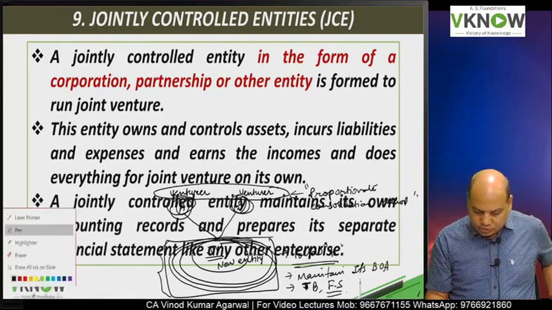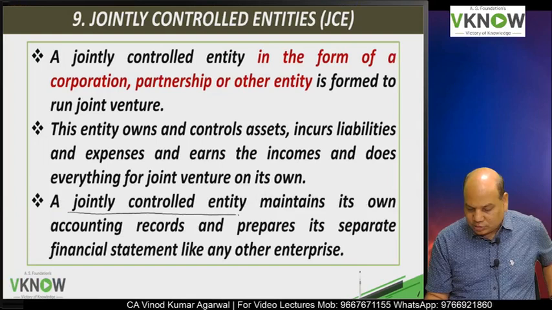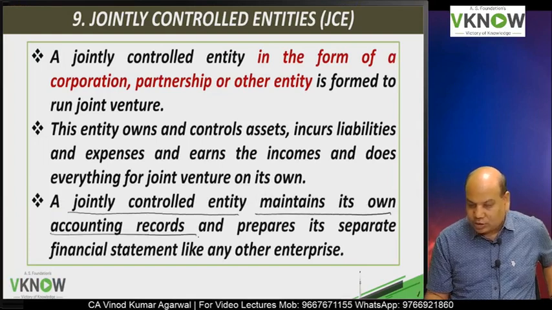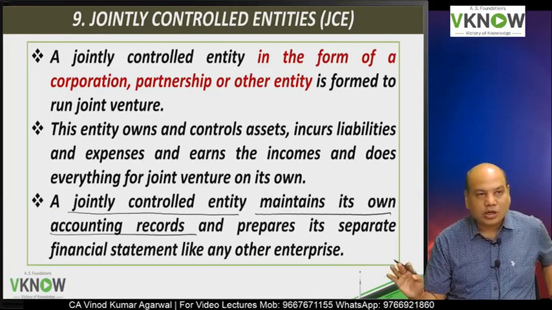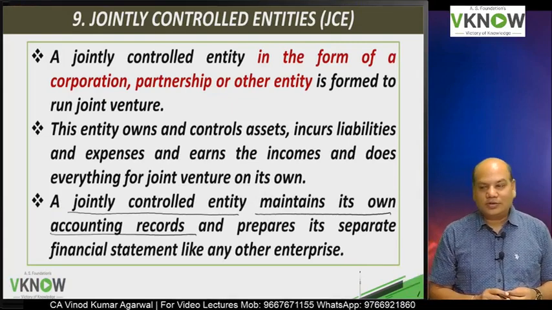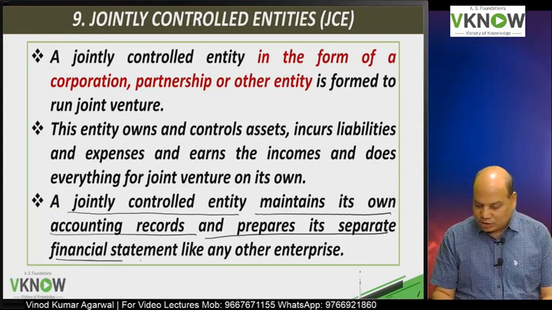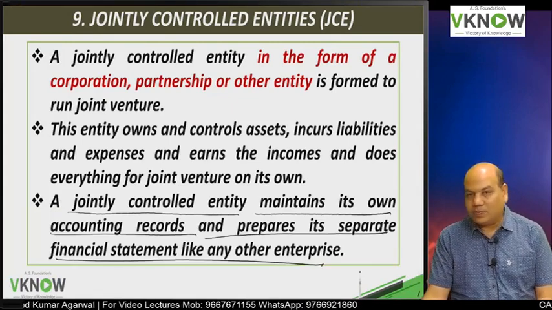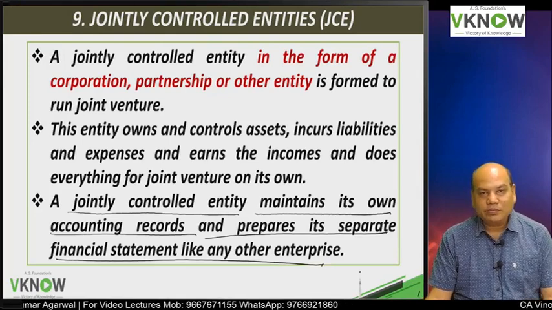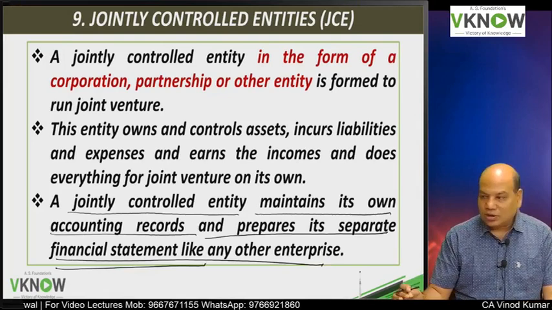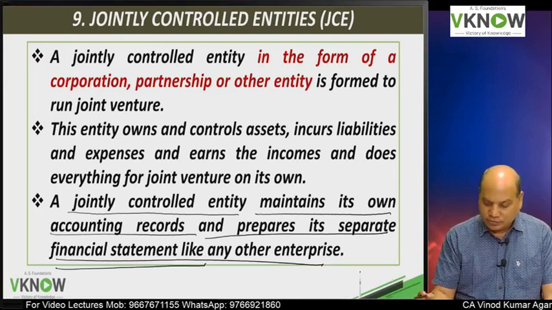Point number 3 on the screen: a jointly controlled entity maintains its own accounting record. So it will have all the accounting record that is required: cash book, day book, purchase day book, sale day book, journal. It will prepare its own trial balance.